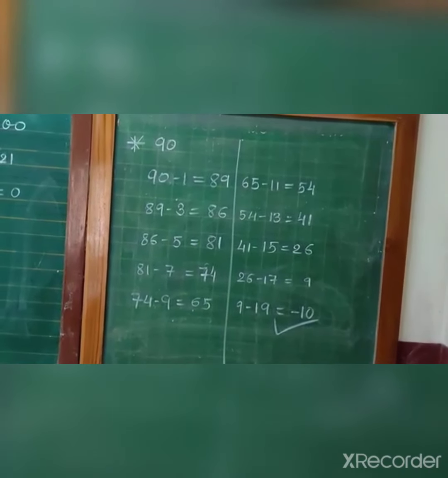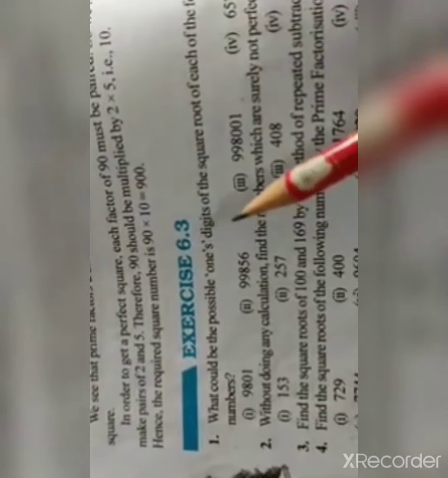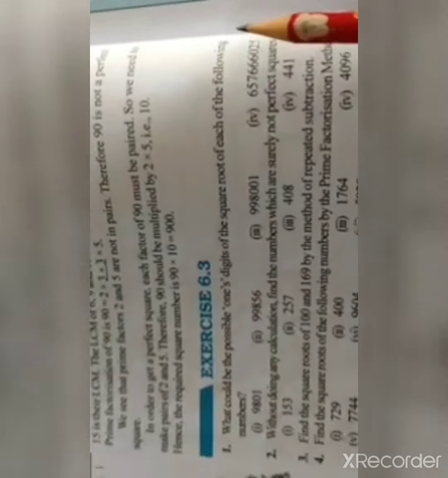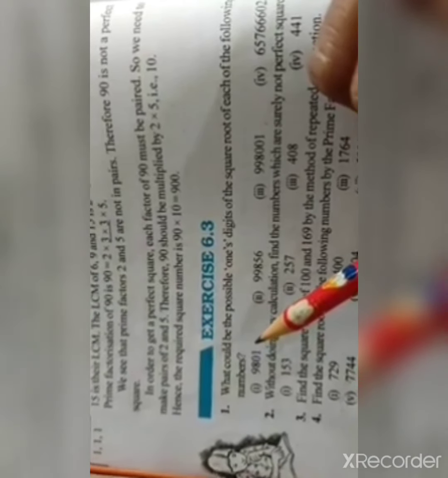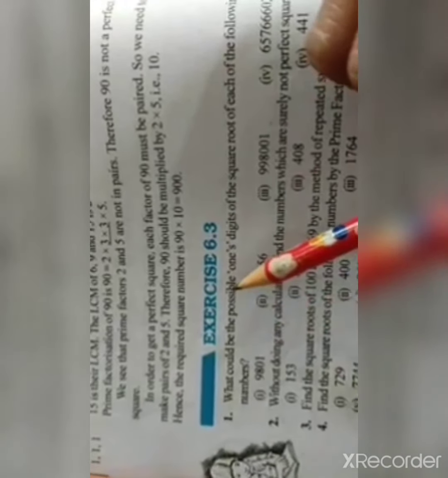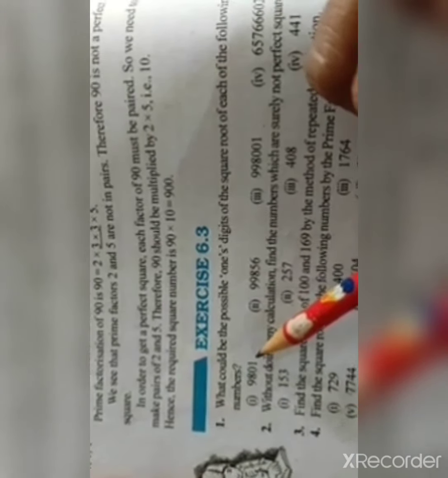Now see question number first. What could be the possible ones digit of the square root of each of the following numbers? When you take a square root, 1 ones are 1, and 9 nines are 81. So at the unit digit you will get 1. So maybe in the square root the unit digit will be 1 or 9, because when you multiply a number by itself, 1 ones are 1, 9 nines are 81, you will get unit digit 1.